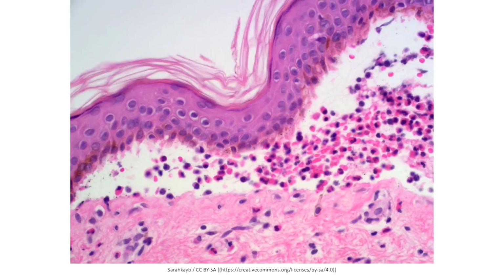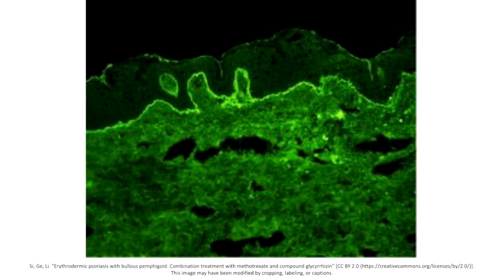This is an image of H&E findings of bullous pemphigoid. Here you can see the separation of epidermis from underlying dermis and presence of eosinophils. Here you see the immunofluorescence findings of bullous pemphigoid showing linear IgG deposits along the dermal-epidermal junction.